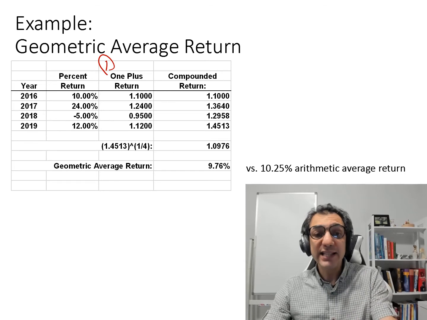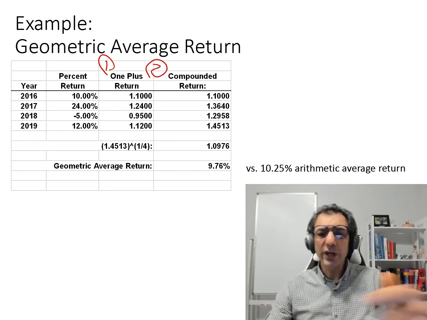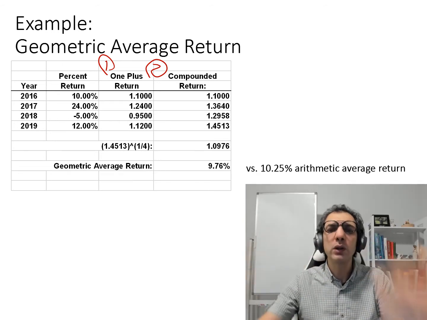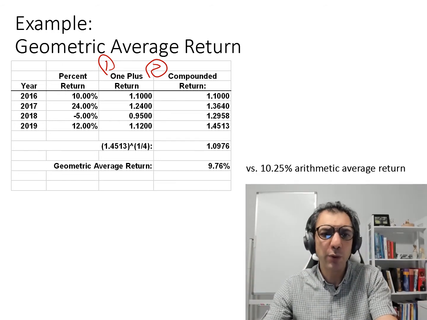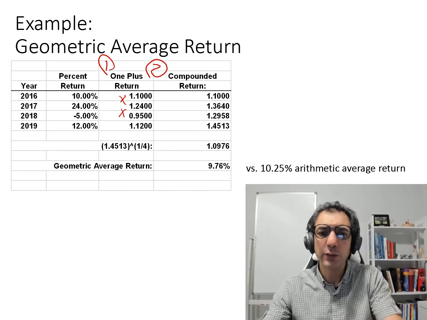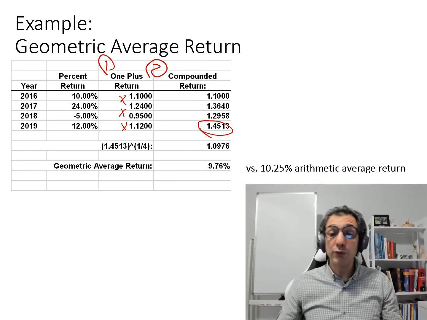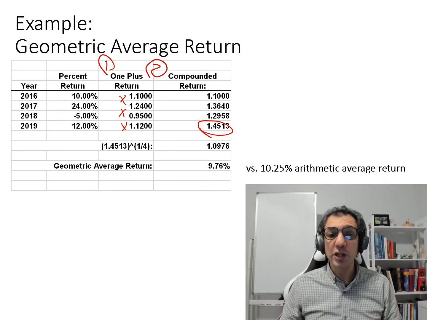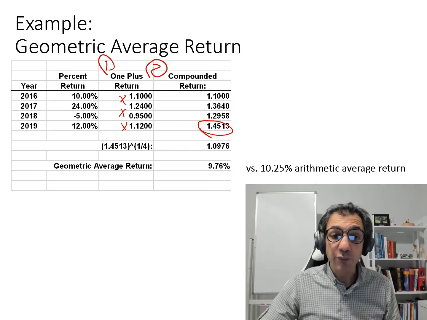Now, in the second step, you are compounding these returns. What does it mean? It means you are simply multiplying all these returns. So I'm multiplying 1.1 by 1.24, I get 1.364. I'm multiplying that by 0.95, I get 1.2958. I'm multiplying the result by 1.12 and I get 1.4513. So 1.4513 shows the multiplication of all these numbers over 4 years.